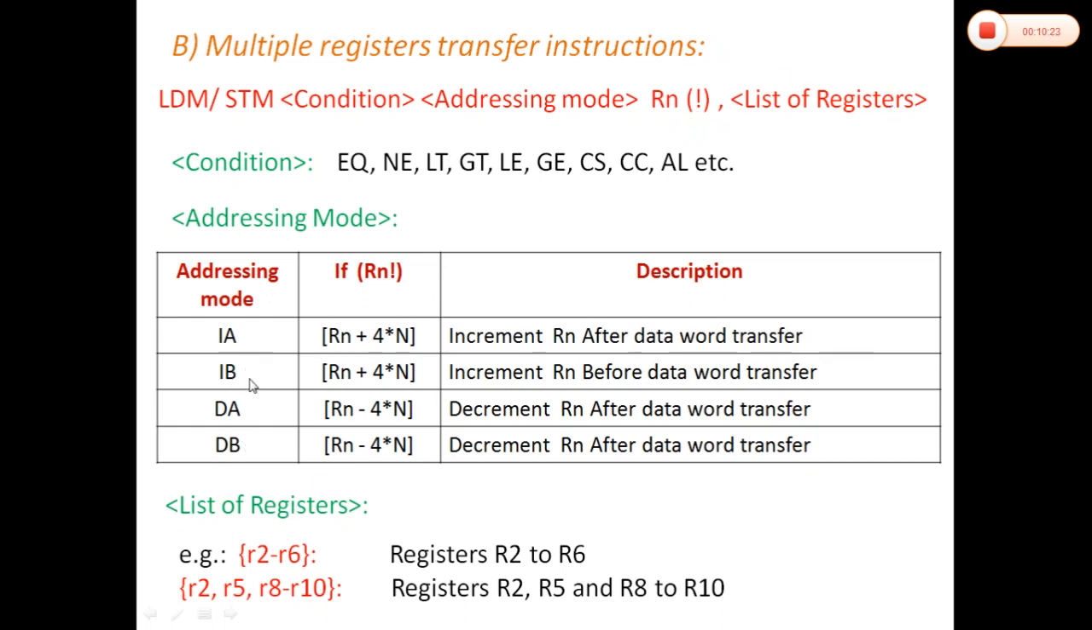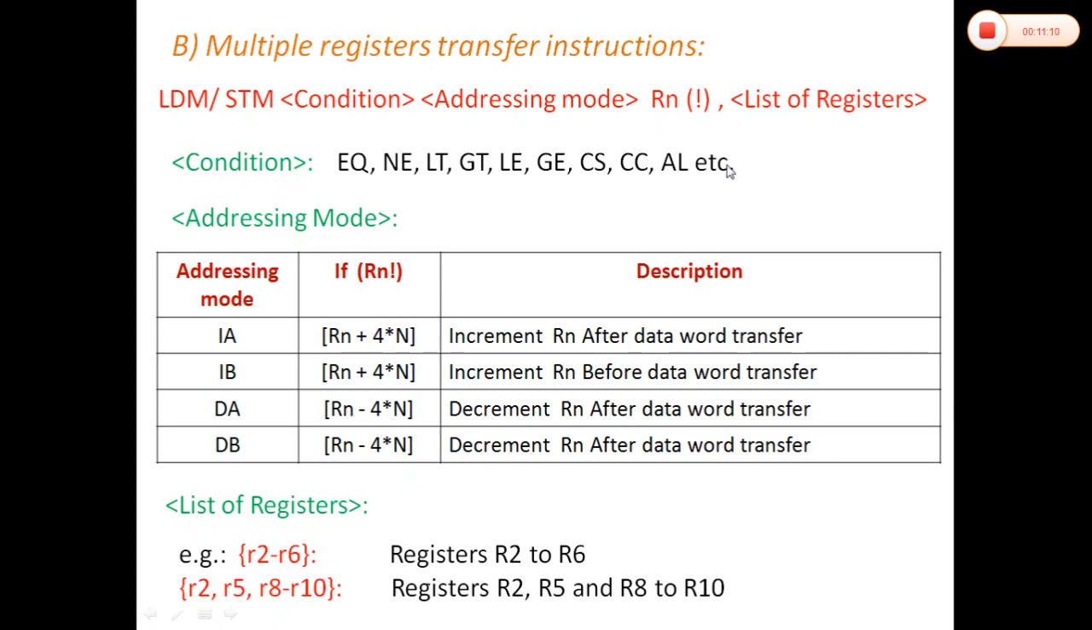So that is how increment after, increment before, decrement after and decrement before work. In the first two cases, the address in this register will be incremented after or before transfer of every word, and in the other two addressing modes, the content of this address register will be decremented after or before transfer of every word. Secondly, you can see that the address will be either incremented or decremented by 4 for the transfer of every word. For example, if you transfer a single word, then this will be incremented by 4 or decremented by 4.